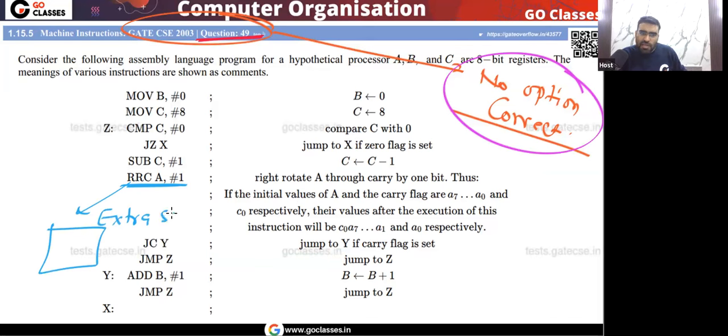There is an extra space of 1 bit. Means this extra space of 1 bit is there. See, this is what I have seen. That is what I'm telling you.